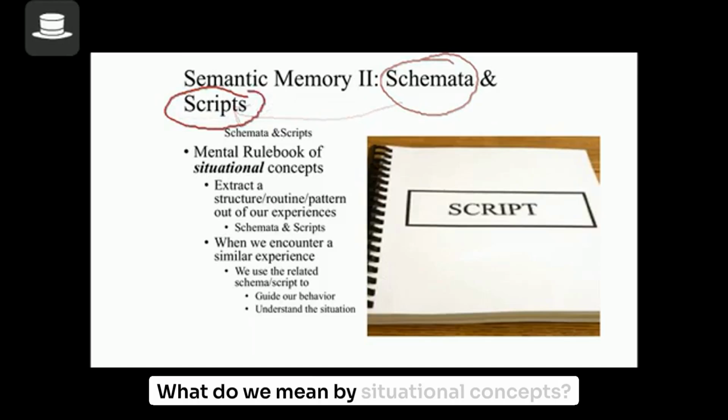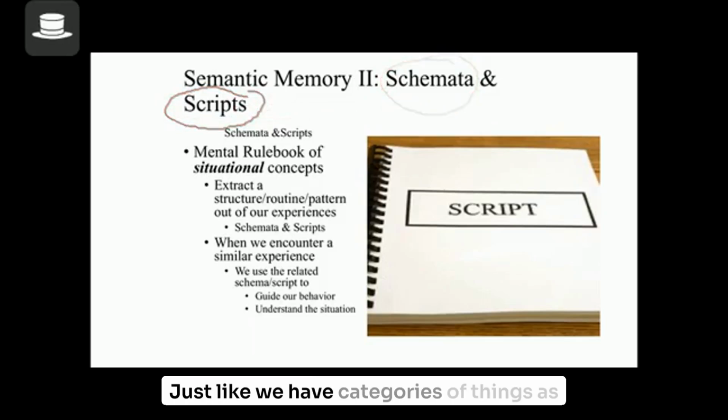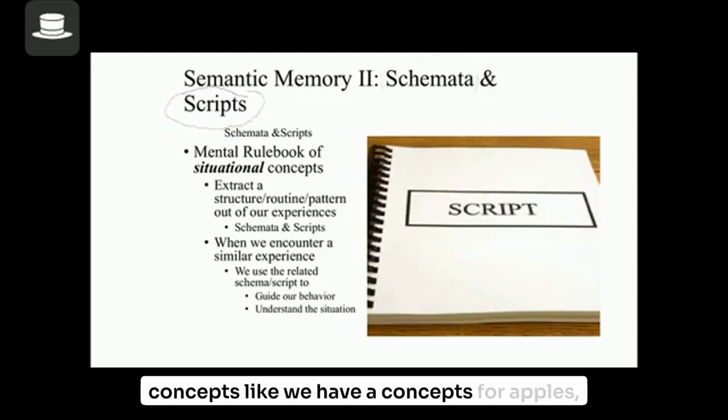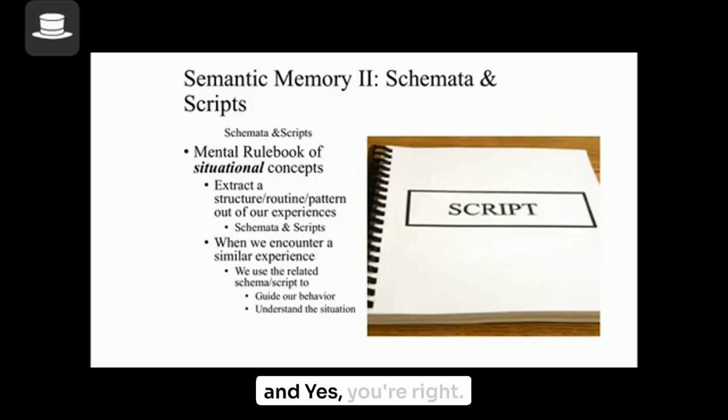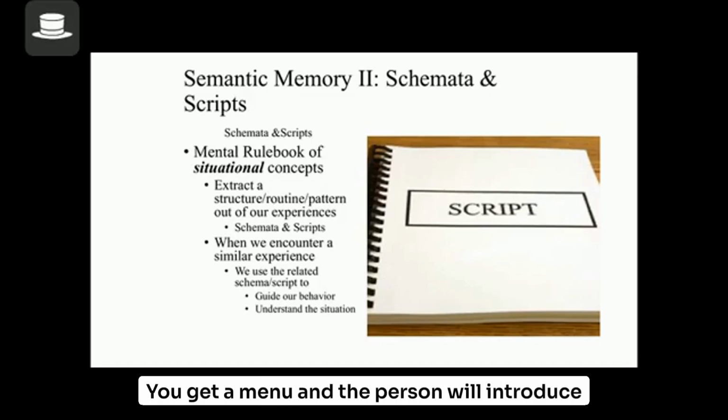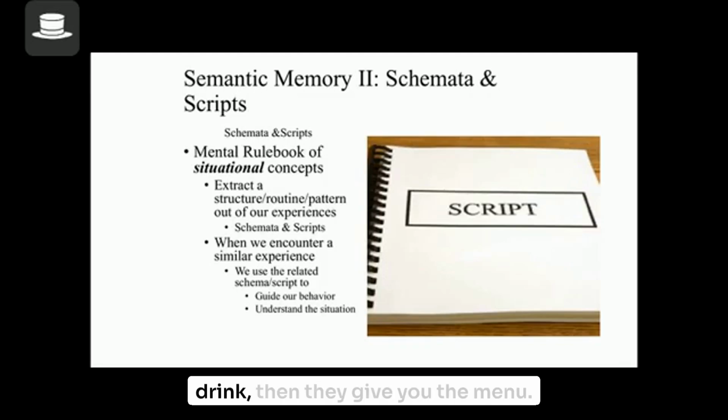What do we mean by situational concepts? Just like we have categories of things as concepts, like we have a concept for apple, a concept for love, concepts for different objects we experience in our life, we also have concepts for situations we experience. For instance, what would you do when you go to a restaurant like Applebee's? You go and you wait for the person, and then you take the seat, and you'll get a menu, and the person will introduce herself or himself, then ask what you want for a drink. Just imagine you went to McDonald's. What do you do? You go there, do you wait there? You don't, right? Because you have concepts specific to these situations called restaurants.